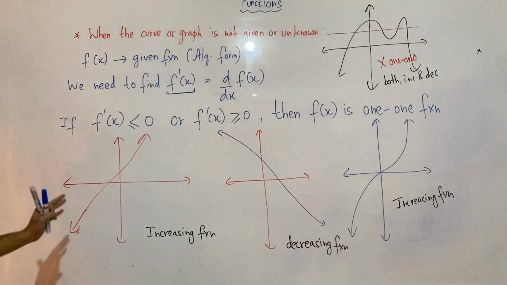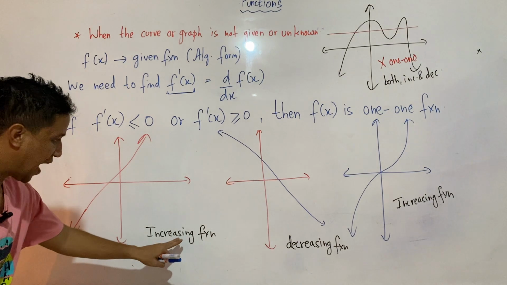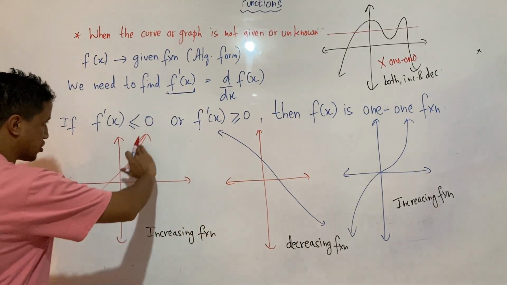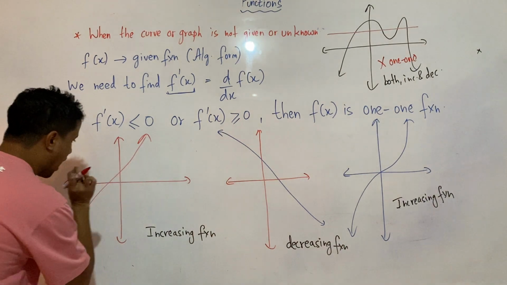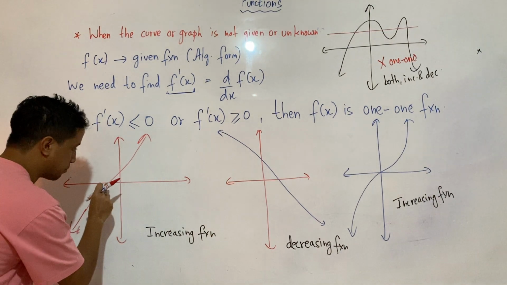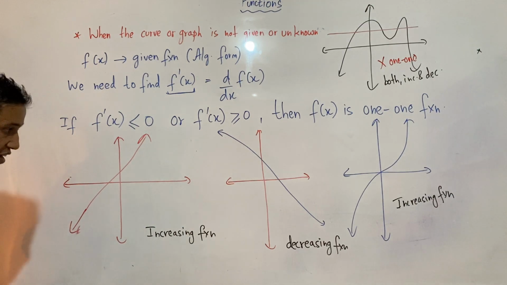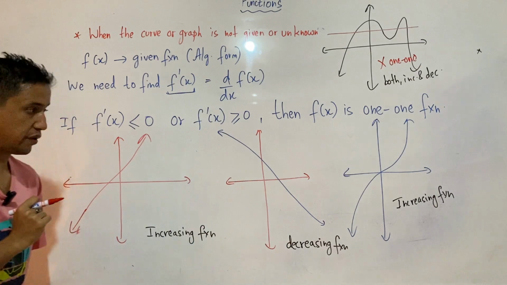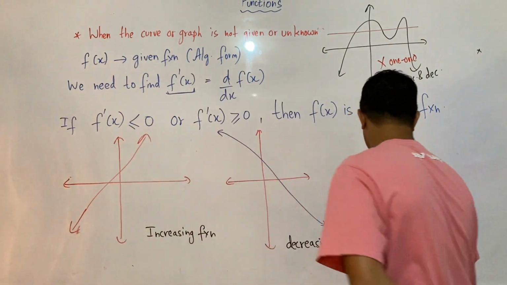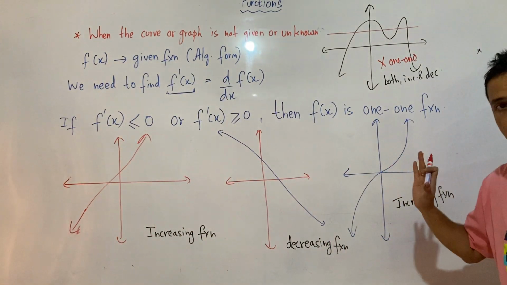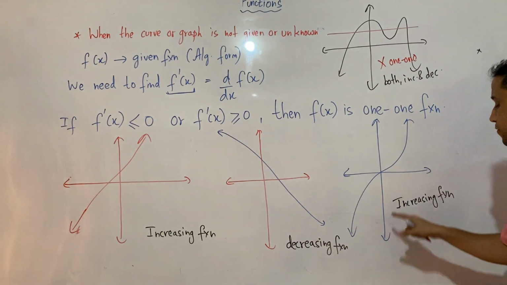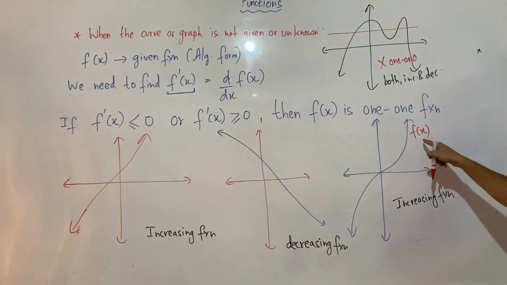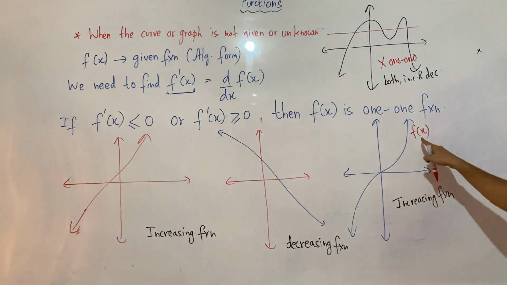Now, if you look at these increasing functions here, you can see that these functions are increasing, but they are not passing through the origin. This is a decreasing function, again not passing through the origin. But here we have an increasing function graph and it passes through the origin. Let's say that this is the graph or curve of the function f(x).